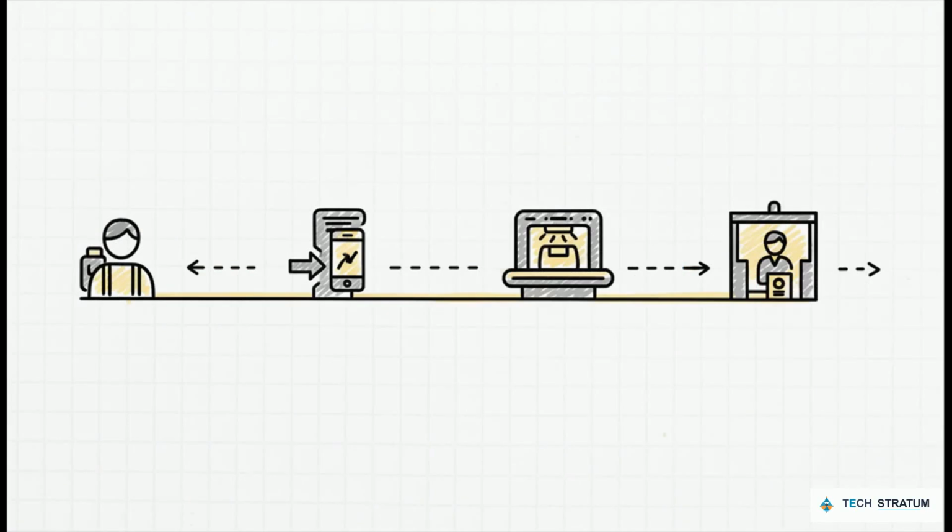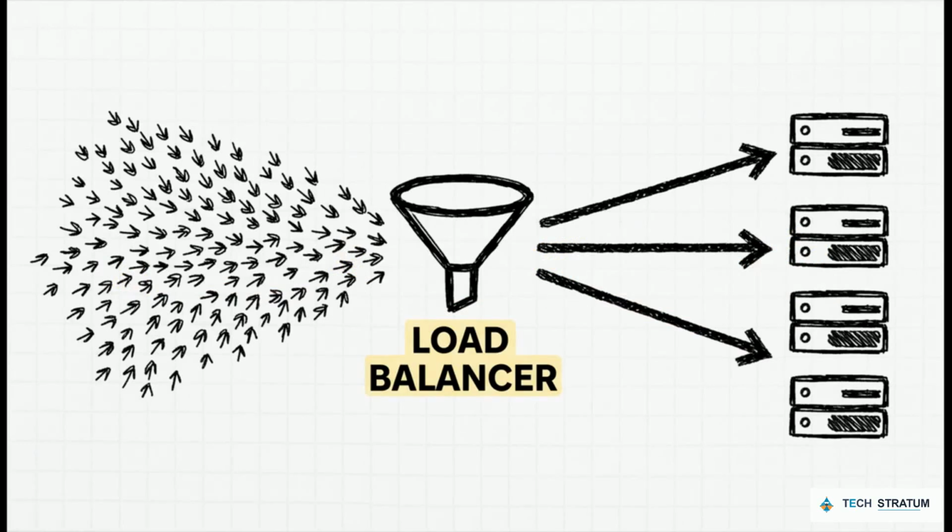A really good way to picture this whole process is to imagine your request is a traveler at an airport. It has to go through a bunch of different security checkpoints before it can get to its gate and eventually fly back home. So checkpoint number 1, the load balancer. This is like the airport's front door.